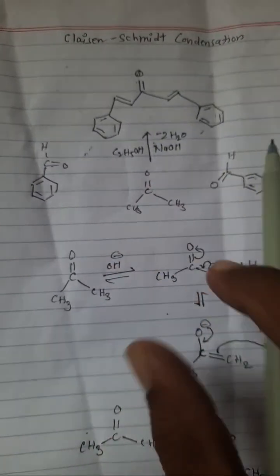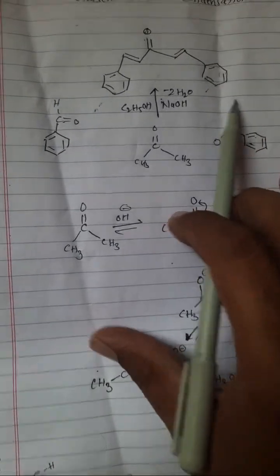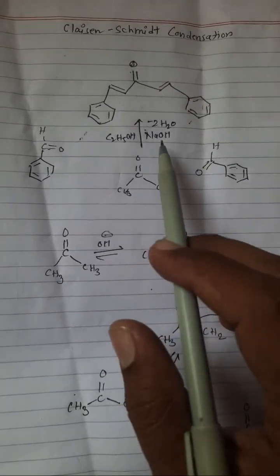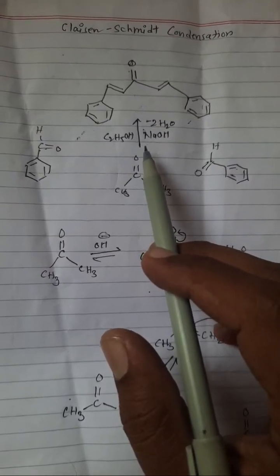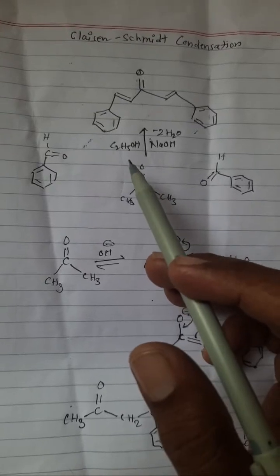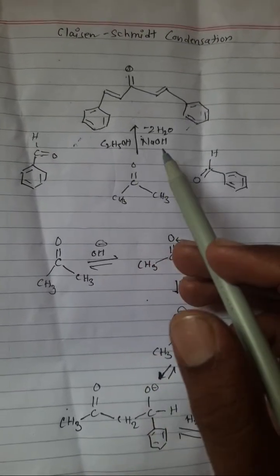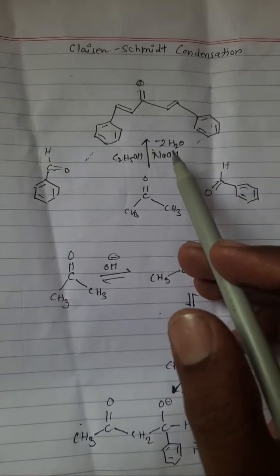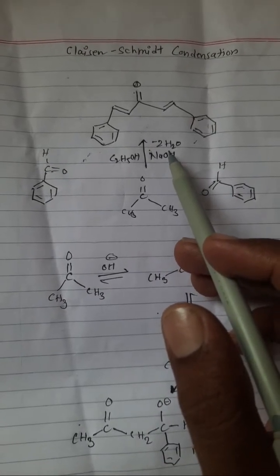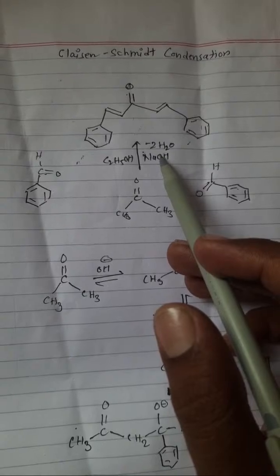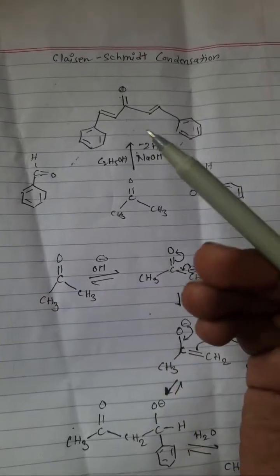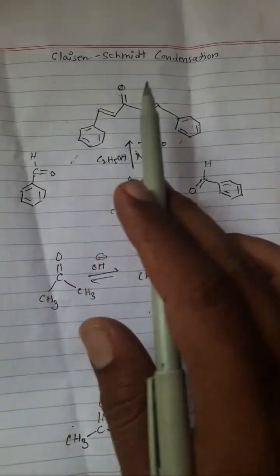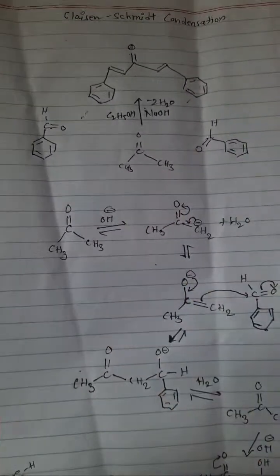So what is happening in this reaction? In this reaction, we're requiring sodium hydroxide, a strong base, and some heating, and this is the solvent. In this reaction, the water molecule is a byproduct. Two water molecules are formed, and this is called a condensation reaction, where the water molecule is a byproduct. So this is Claisen-Schmidt condensation. So we are going to see actually how this reaction takes place.